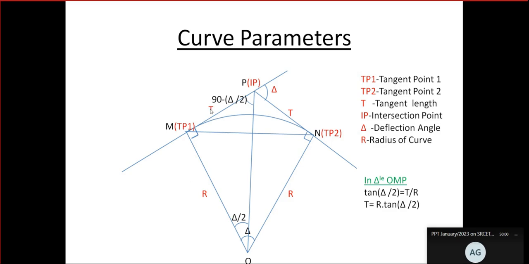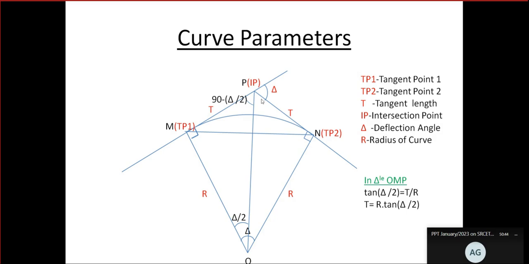certain parameters you must know. What is the tangent? How to calculate it? What is the relation between the radius and the tangent? You must know. For any calculation, the tangent is very important. Tangent calculation: T equal to R tan theta by 2. Here you can see this is your straight line, and the other line here. This is your tangent point 1 where our curvature starts, and it ends at TP2. This length is called the tangent. That means the distance between tangent point 1 and the point of intersection is T. Likewise, from the intersection point to TP2 is also the tangent.